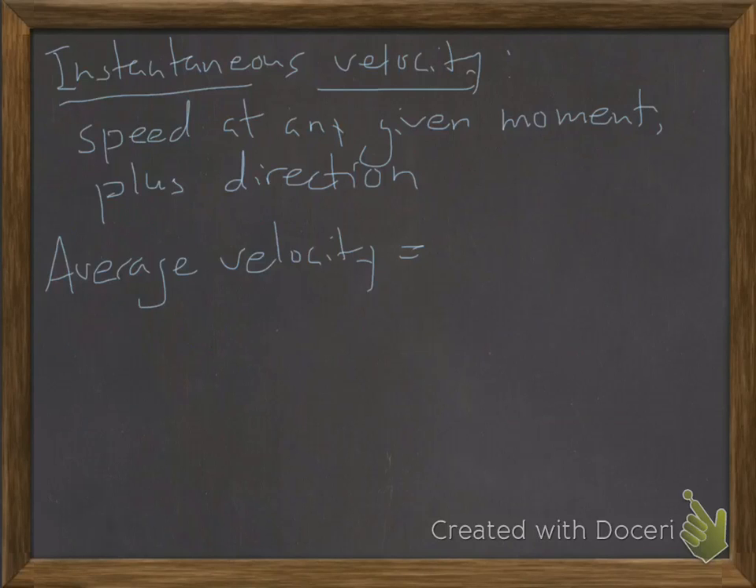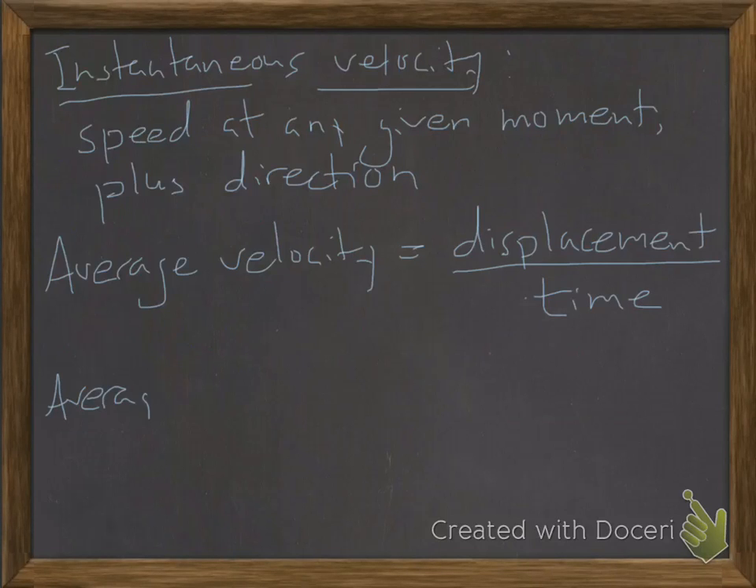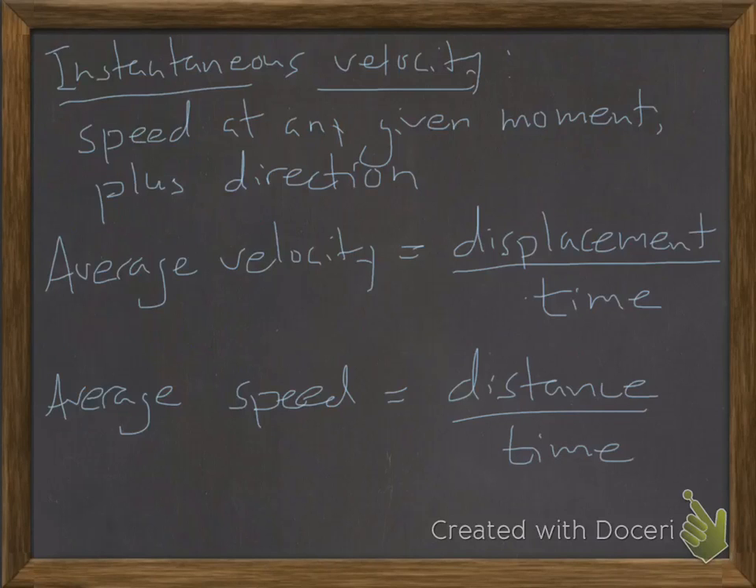equals displacement over time. Notice the difference between average velocity and average speed. I'm going to rewrite the equation for average speed down here. Velocity is displacement divided by time, whereas speed is distance divided by time. One has direction, the other does not.